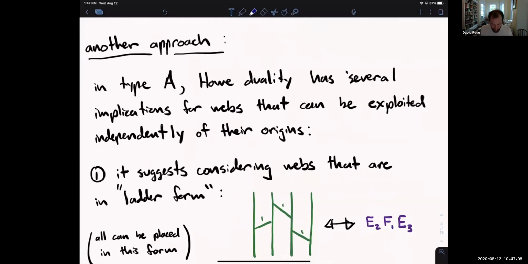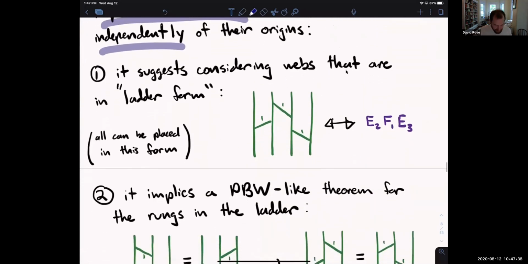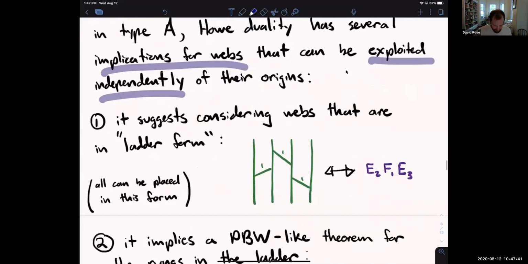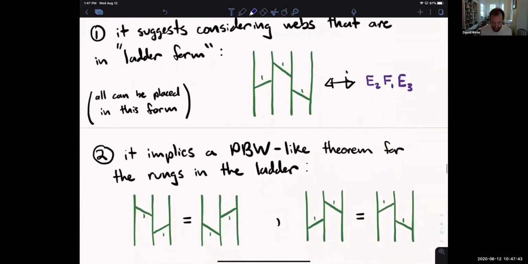So one observation that you can make is that, if you stare at what how duality gives you in type A, it actually gives you several implications for webs that, of course, come from how duality. But once you observe those facts, you realize that they can actually be exploited without ever using the concept of how duality whatsoever. So I want to go through this list because this is the list which served as a motivation for the type C work, which I'll be talking about in a second.